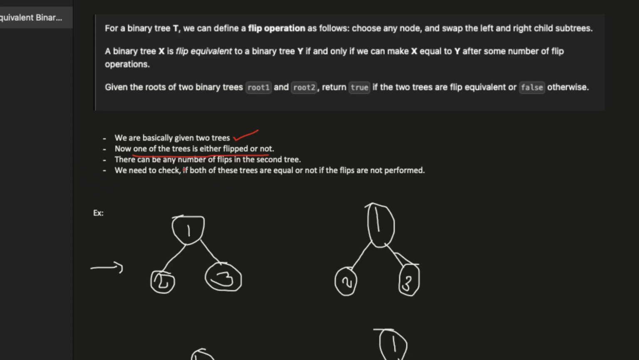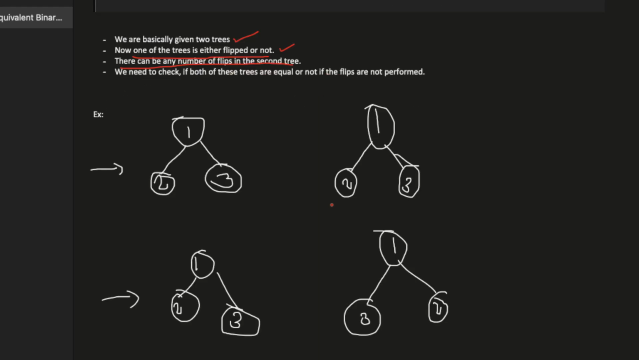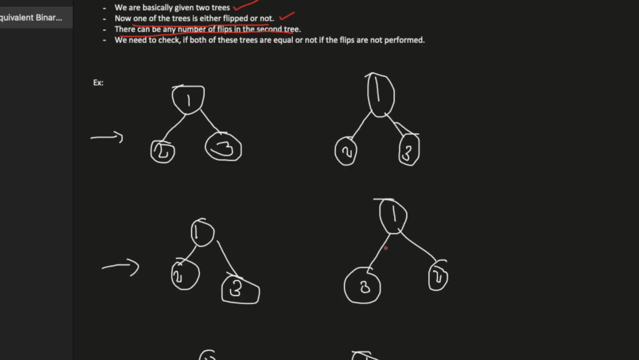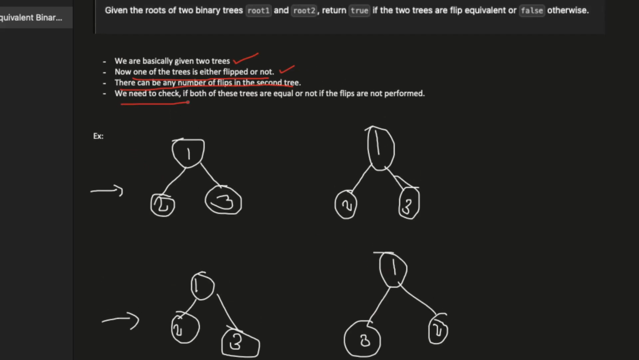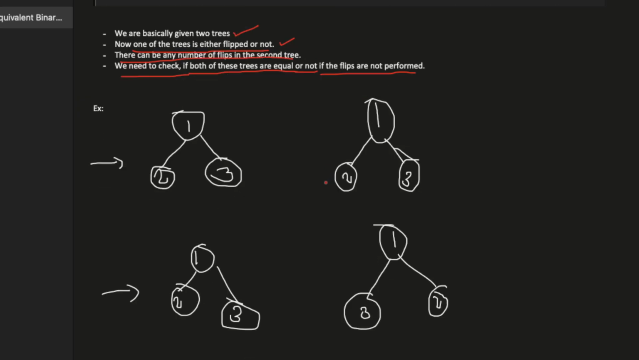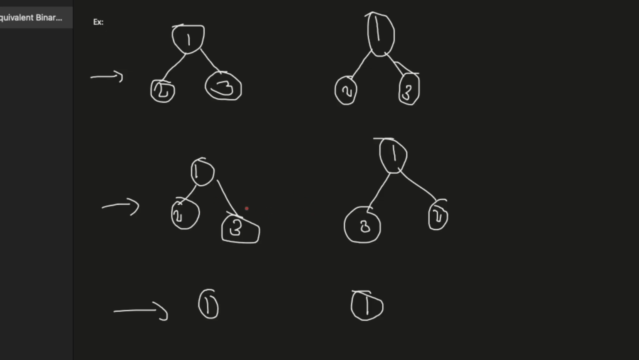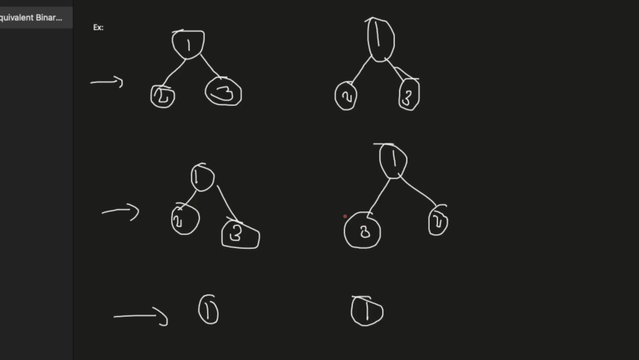So basically, in one of the trees, the tree can be flipped or not. We don't know that. And there can be any number of flips in the second tree. We cannot say that there can be only one flip or two flips. There can be any number of flips, and we need to check if both of these trees are equal or not. Let's say the flips are not at all performed and the tree is as it is, then we need to say whether both the trees are equal or not.